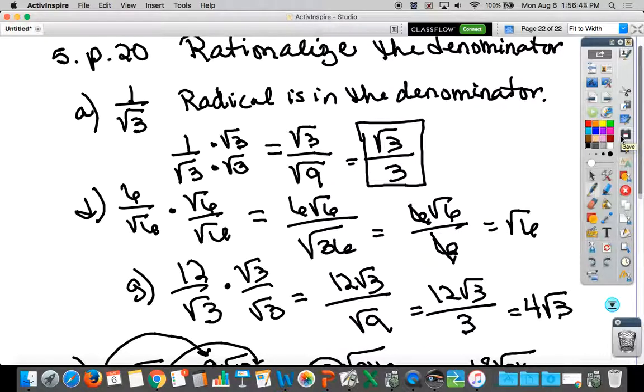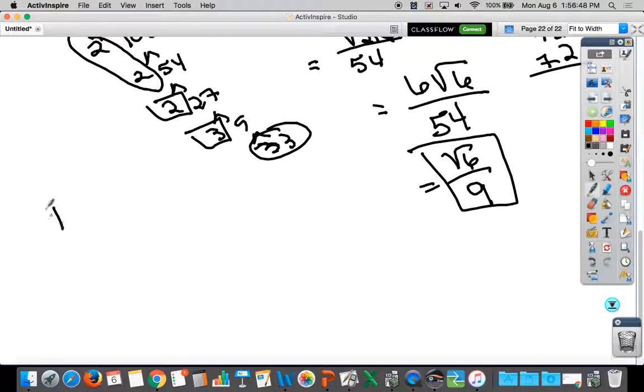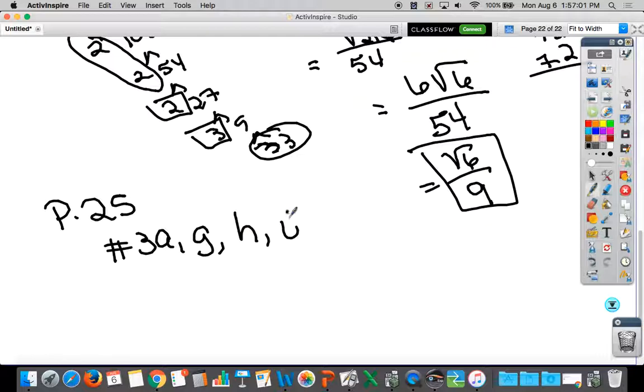Now, the next ones that you're going to have, and I'm not going to spend time going over these right now, is turn to page 25. You will have ones like number 3, A, G, H, I. Which one is that? Number 3.